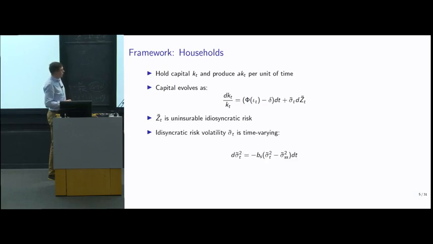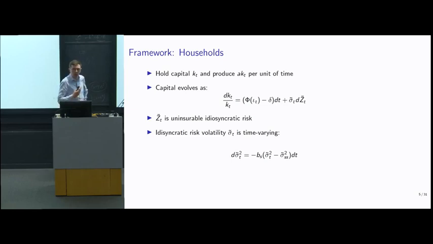And this idiosyncratic risk volatility, sigma tilde, is going to be time varying. And in particular, it's going to be mean reverting. So that means that if today your sigma tilde t is above the steady state value, then this term here is positive and you get a negative drift. So if you're above the steady state, you get a negative drift, you go back to the steady state. That's mean reversion.